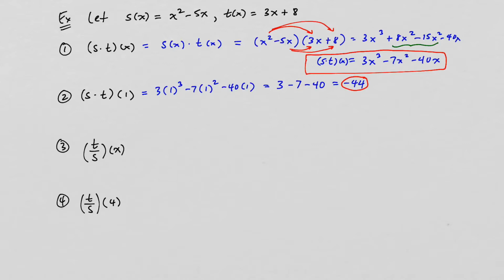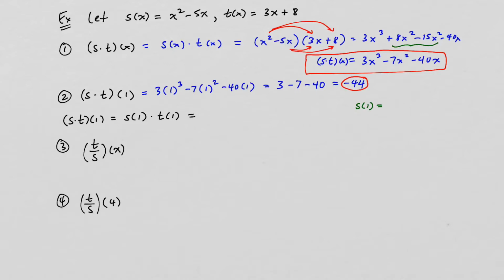Now what I want to show you here is that there is an alternative way to figure this out. It goes something like this. S times t of 1 is the same as s of 1 times t of 1, because again, this is just the definition of what it means to take the product function. So you can figure out s of 1 and t of 1 separately and then plug those in. Let me show you what this would look like. Let's go off to the side here.